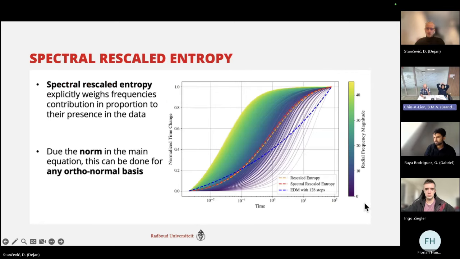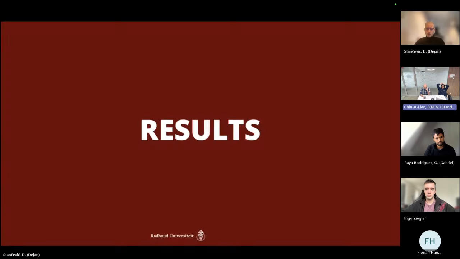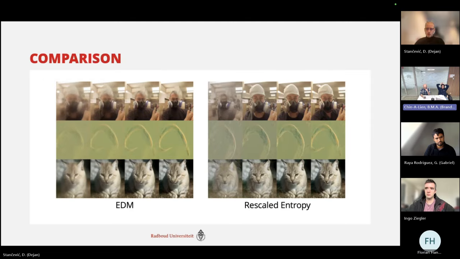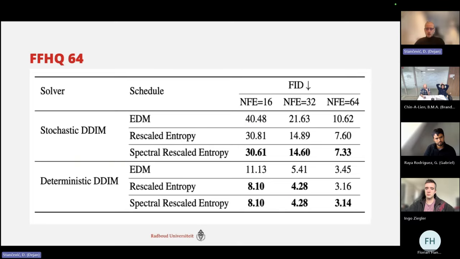And are there qualitative differences whether you use second order, first order, deterministic, or stochastic? So for first order, these are all stochastic and deterministic VMs, so they're first order, and we can see quite consistently that there is a small difference between spectrally scaled entropy and rescaled entropy, which in some cases could just be random noise, so they're basically the same, or sometimes slightly better.